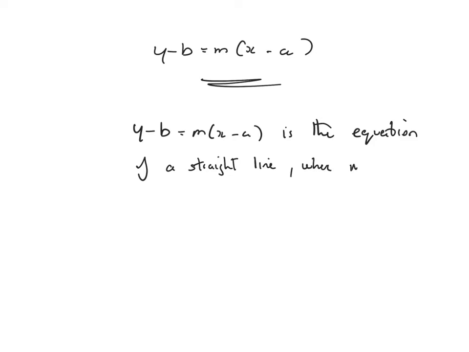Where m is the gradient and (a, b) is any point that lies on the line.